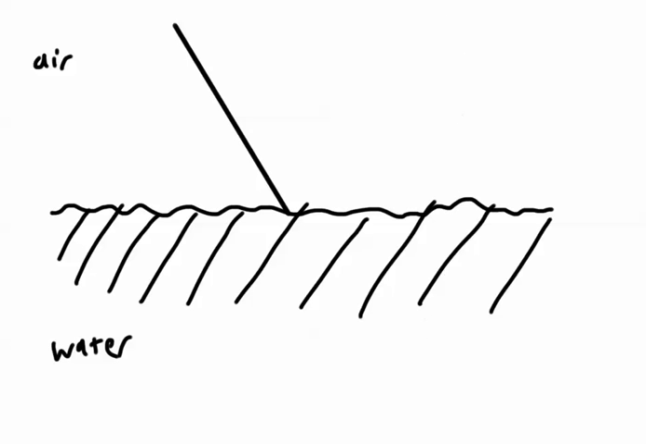Now the question is, when this ray of light hits the water, does it go straight through like this? Or does it actually bend? It turns out that the light will bend when it hits the water. Now the next question is, does it bend up? Or does it bend down in this direction? So it turns out that the light bends down. So I'm going to draw the light bending down.